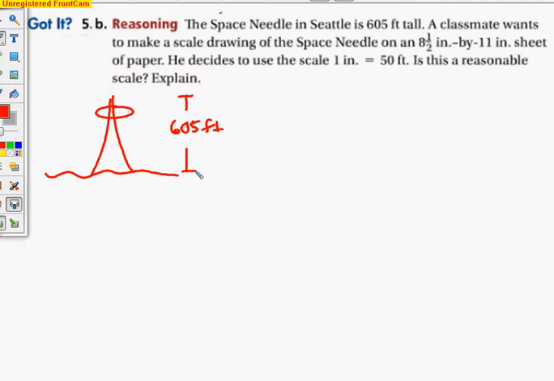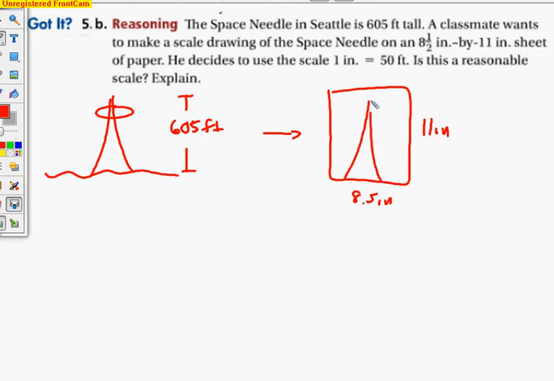So the idea is we want to take this and put it on a piece of paper. This piece of paper is 8.5 by 11 inches. And I want the scale drawing of this needle right here. And the question is, is it going to fit with a scale of 1 inch to 50 feet? That's the question. Is that going to work? 1 inch equals 50 feet. Again, it's just a ratio, same thing.